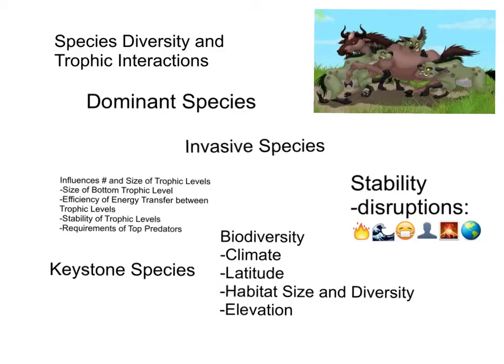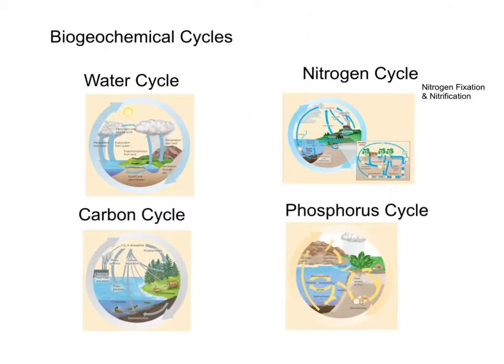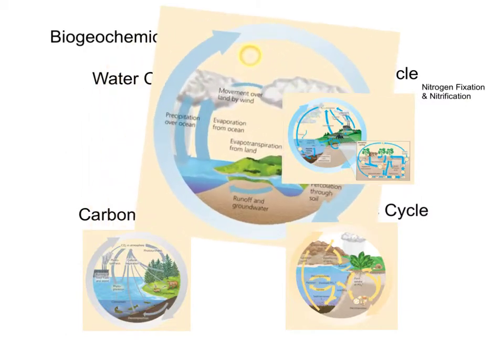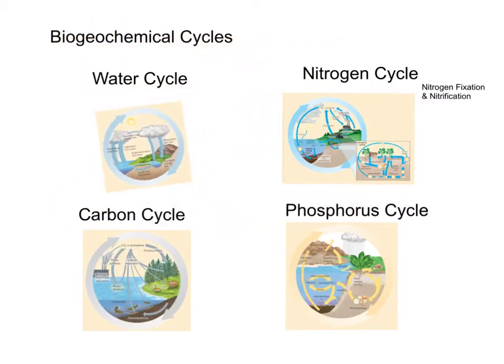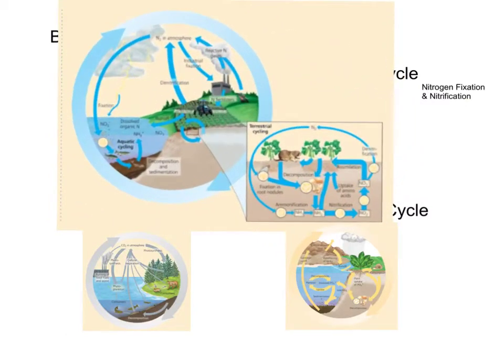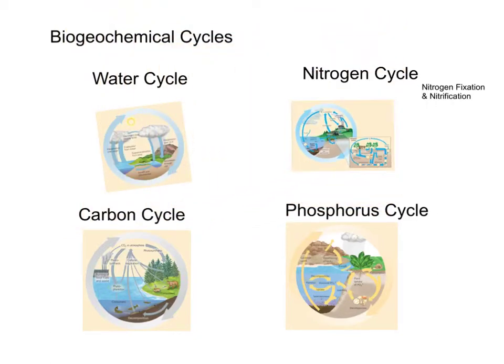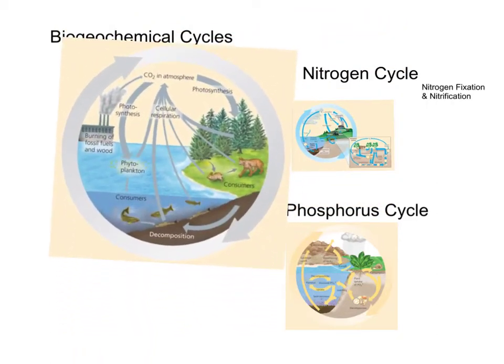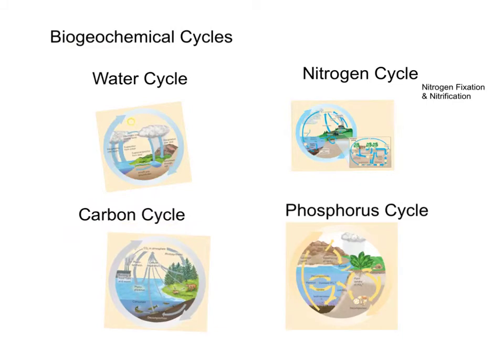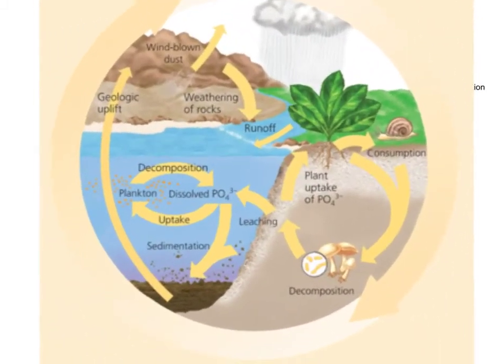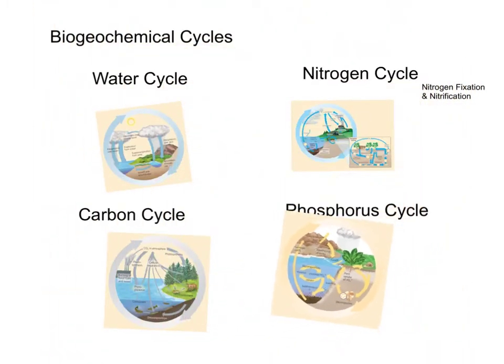Some disturbances that threaten stability are fires, floods, diseases, human actions, volcanoes, and plate tectonics. Biogeochemical cycles are the water cycle, which looks like this. The nitrogen cycle, which looks like this. The carbon cycle, which looks like this. And the phosphorus cycle, which looks a little bit like this.